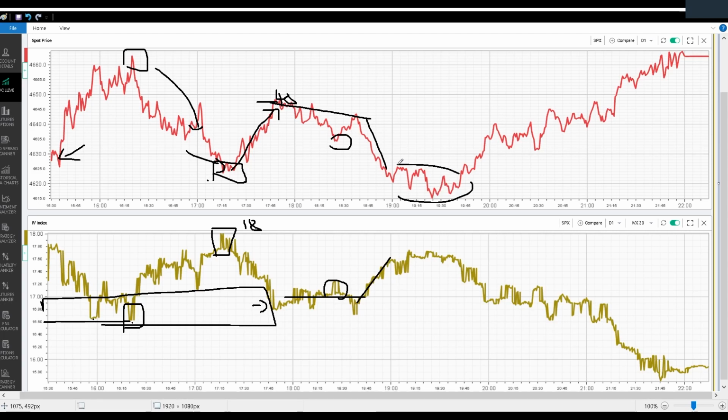But here again, we make new lows. We trade all the way to 15, but IV doesn't even break the previous highs. The IV stops at 17.8. So we have this move down aggressively. We break the lows in spot. It's a very strong signal. We break the lows in spot, but we don't break the highs in IV.